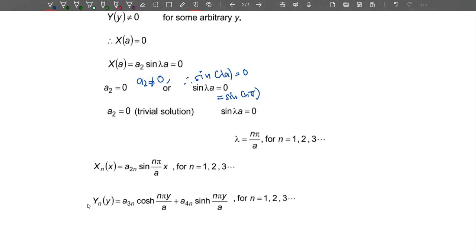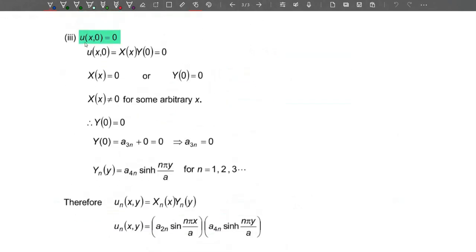2, 3 until infinity. And Yn of y is equal to a3n cosh n pi y over a, plus a4n sinh n pi y over a, for n starting from 1, 2, 3 until infinity. Since lambda equal to n pi over a, we just need to substitute where lambda is. The next one will be the third boundary condition, which is u(x,0) equal to 0.